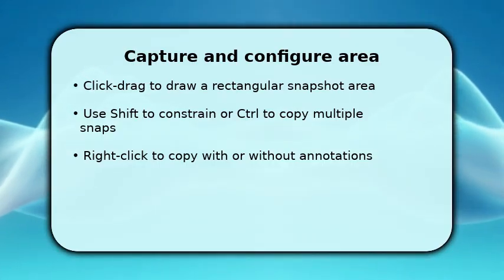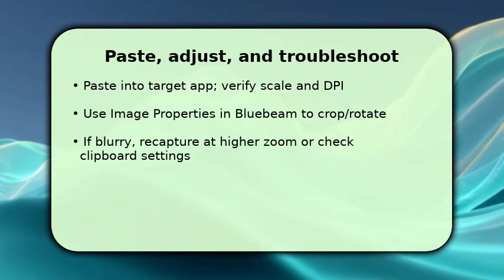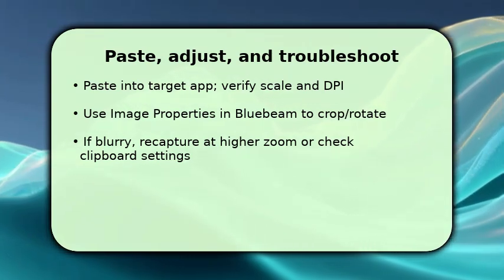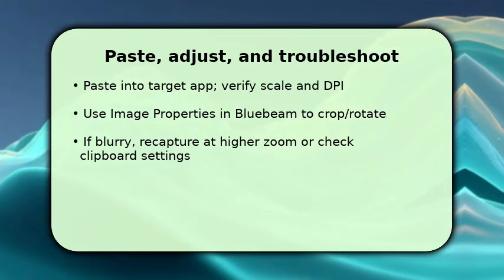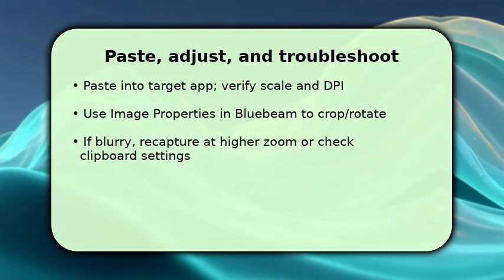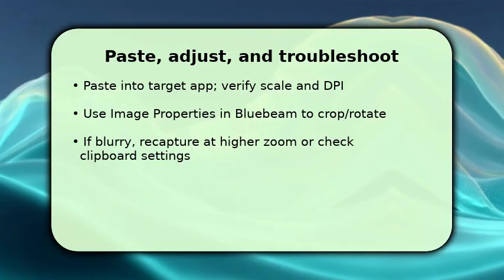You paste the snapshot into your target document and immediately check scale and clarity, because that confirms success. If needed, return to Bluebeam and use image properties to crop, rotate, or adjust resolution before recapturing. Once satisfied, flatten or embed the image to prevent accidental edits.